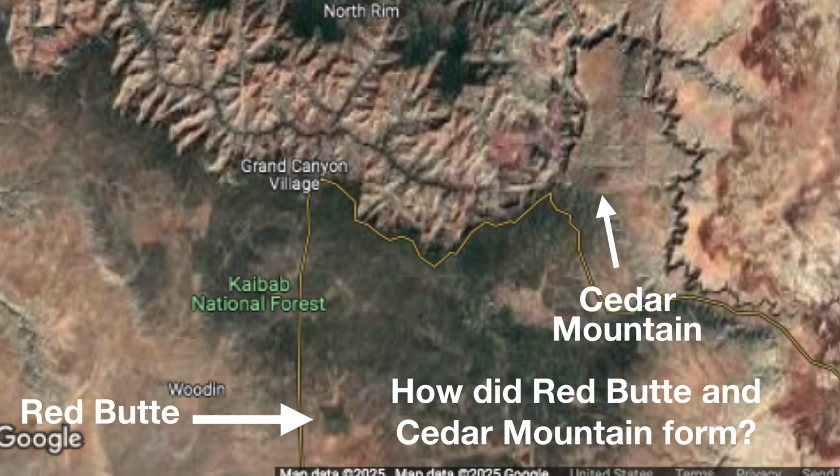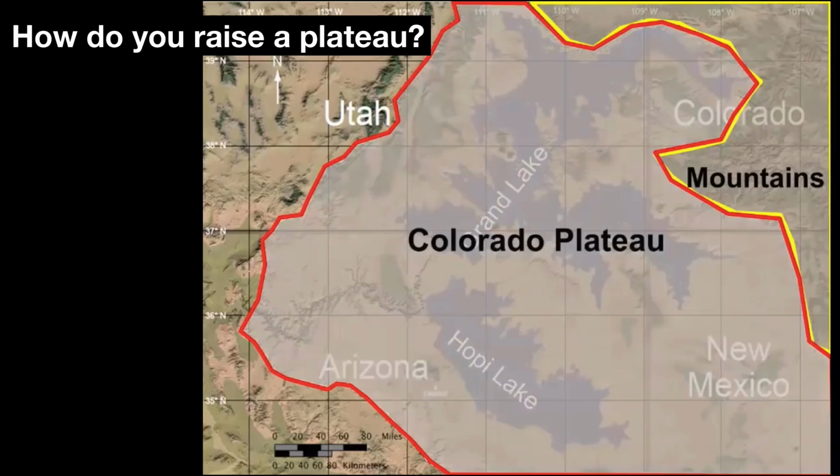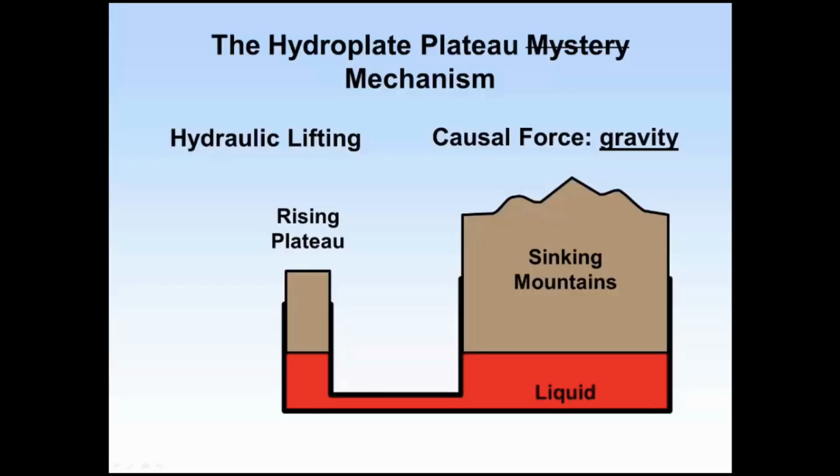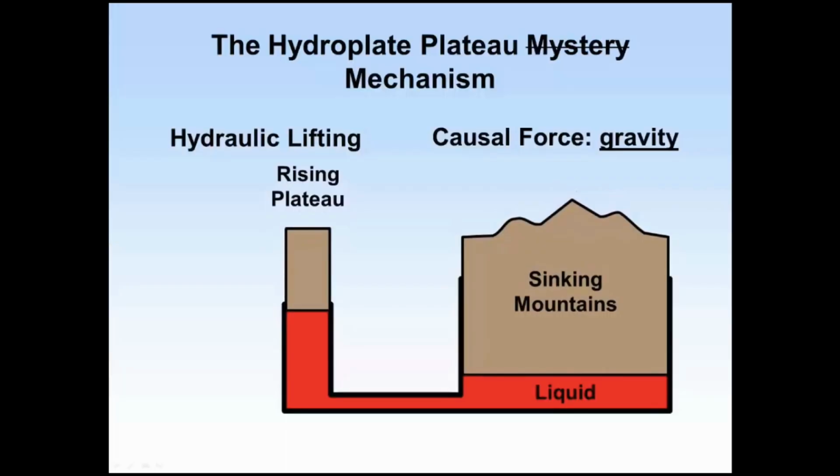Okay, and so then to get Cedar Mountain and Red Butte, how does a plateau form? Well, the mountains rose up, you got a big mass on a small base, it sinks in, so it squeezes all the magma to the side, and that puts pressure on the side blocks, and then they block fault up. The mechanism is hydraulic lifting, and the force is gravity.